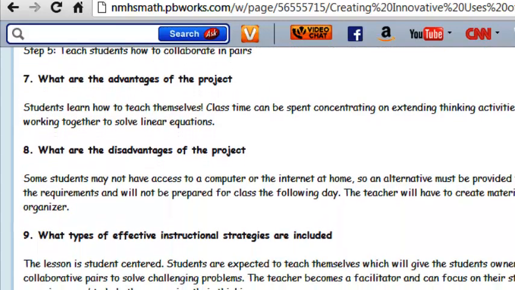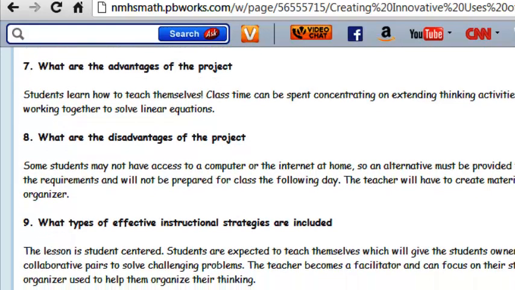Advantages to this project: students learn how to teach themselves. What else can we give them? Class time can be spent concentrating on extended thinking activities. I can really stretch their minds if I'm not focused so much on the level 1 and level 2 knowledges. I can really ask them in-depth questions, analysis. Students can use class time to ask questions.